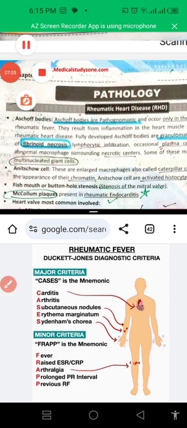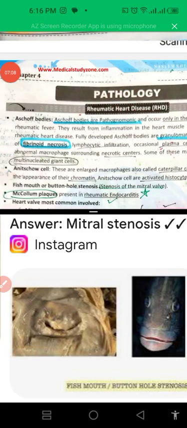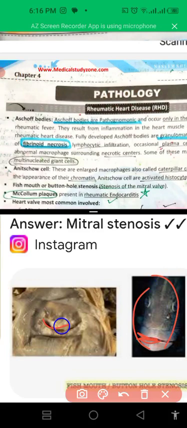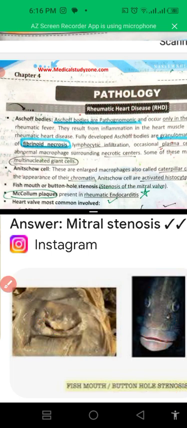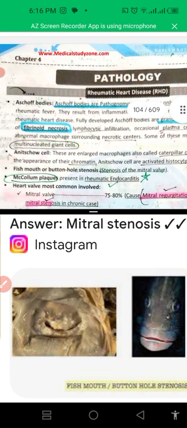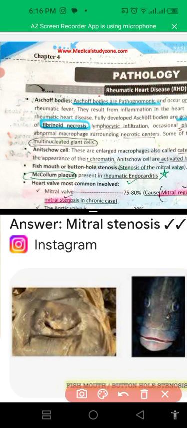Let me show you buttonhole stenosis of the mitral valve. Here in this image, as you can see, the fish mouth, and the mitral valve is also showing fish mouth buttonhole stenosis. So these findings are there in rheumatic heart disease because in rheumatic heart disease the mitral valve is mostly involved. Another one is MacCallum plaque, present in rheumatic endocarditis of the heart valve.